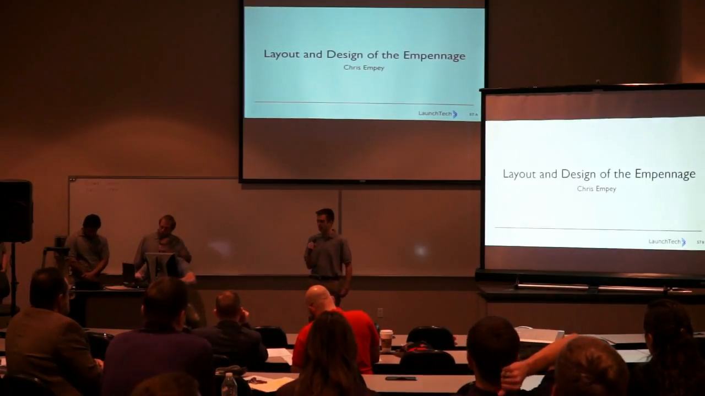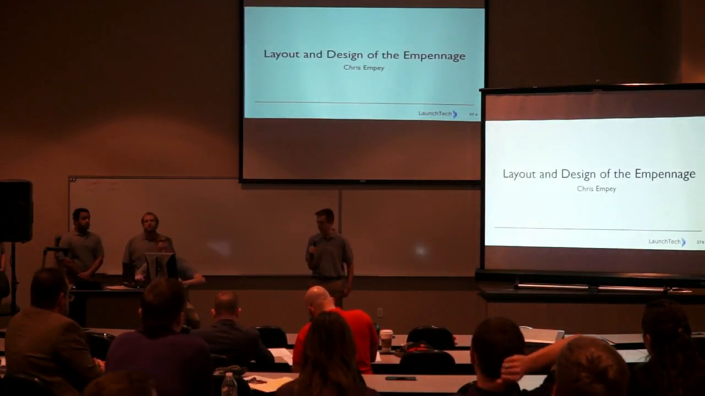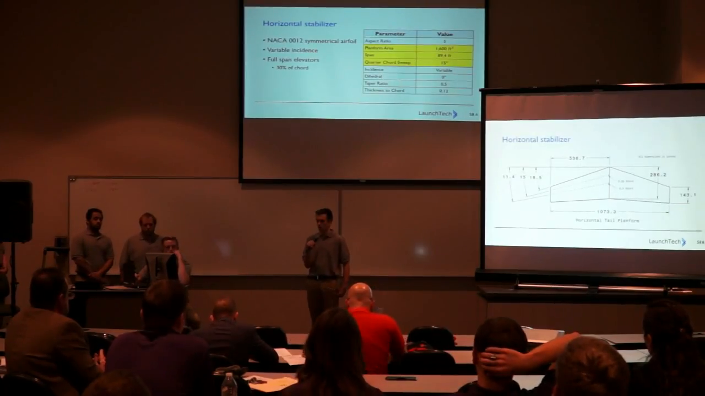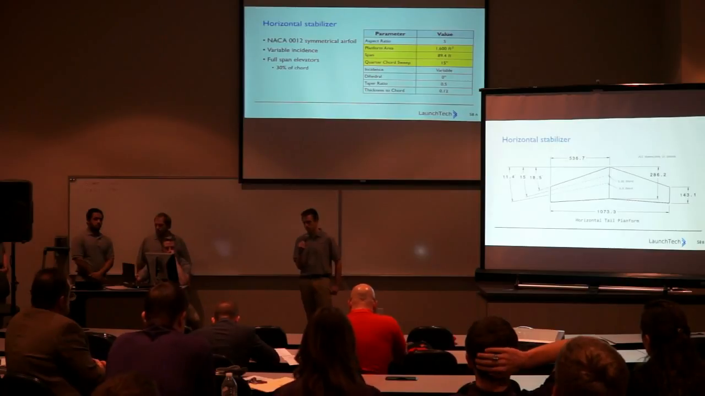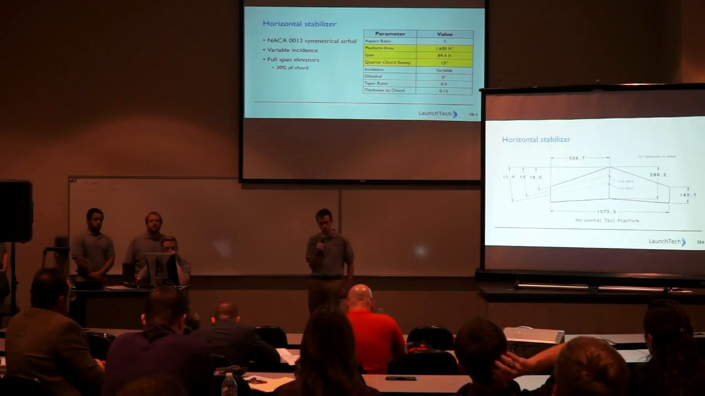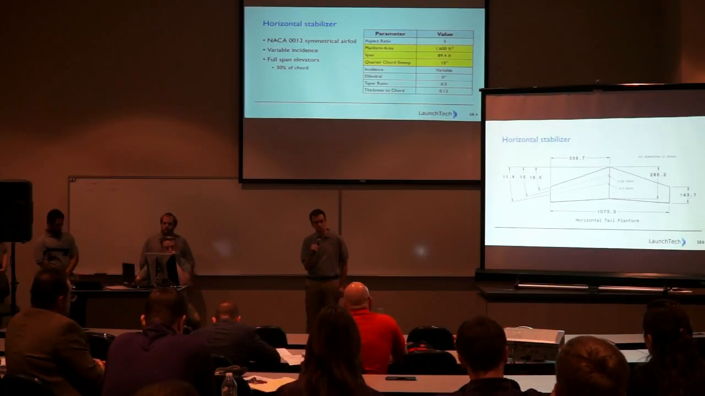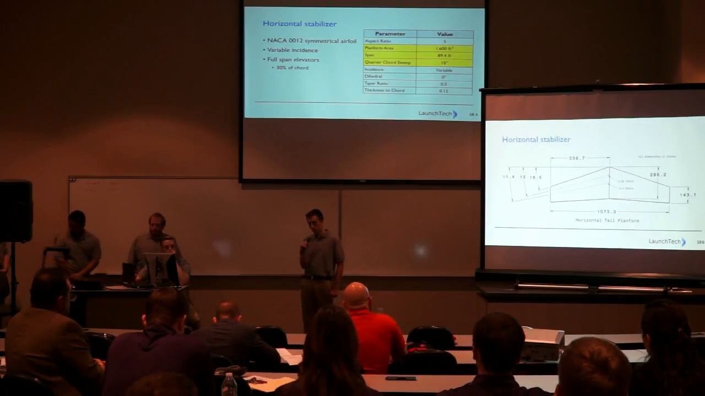And now I will present the layout and design of the empennage. For the horizontal stabilizer, we are using a NACA 0012 symmetric airfoil. It is variable incidence with a full span rudder at 30% of the chord.